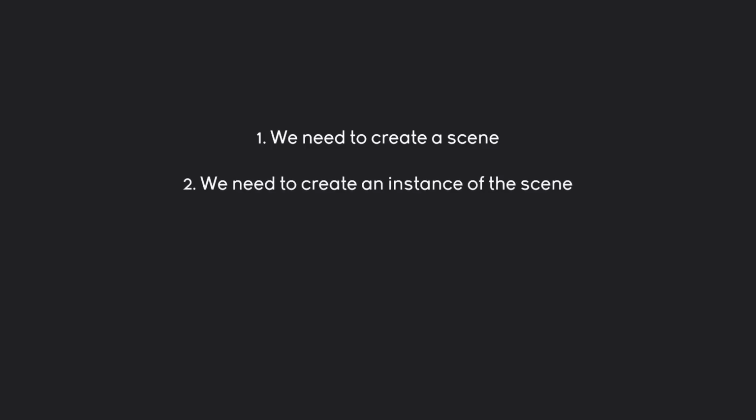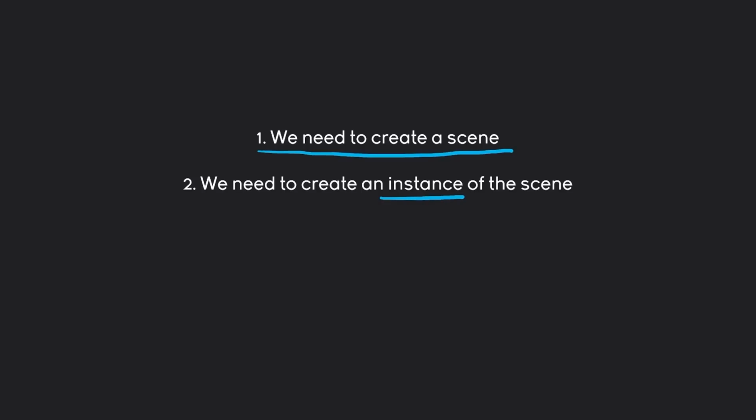Number two, this is something we haven't done yet. We have to create an instance of the scene. The way you have to think about it is that when we are creating a scene, we are basically creating a blueprint, which by itself doesn't do anything. And once we are creating an instance, this is a really important word, then we are creating an actual node that we could use in another scene.